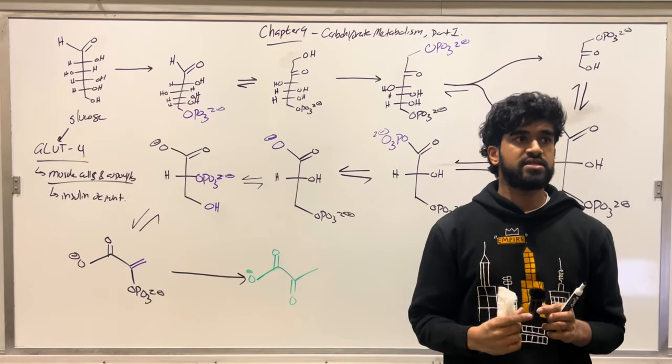So fructose 1,6-bisphosphate. And what is the enzyme called? This is the most important enzyme in all of glycolysis. Repeat after me. Phosphofructokinase 1, PFK1. Phosphofructokinase 1, PFK1. And if it's called PFK1, what do you think is the other enzyme we're going to learn about? PFK2.